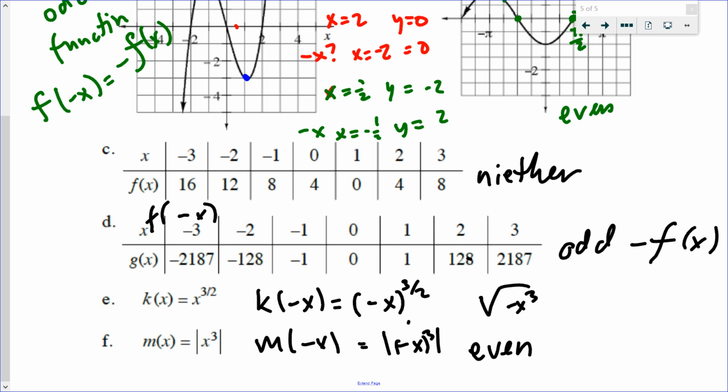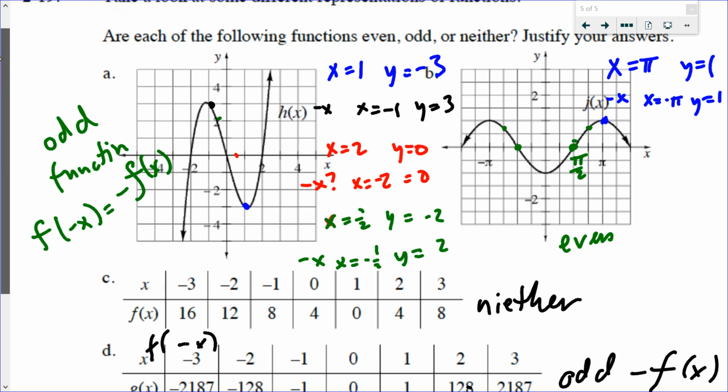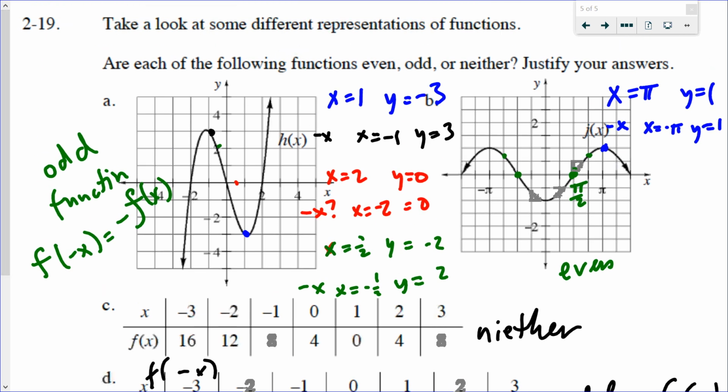So hopefully this helps. Again, we have multiple representations. Work on the algebra of showing and thinking about those operations that make positives positives, negatives negatives, and if we can take the square roots of negatives, things like that.